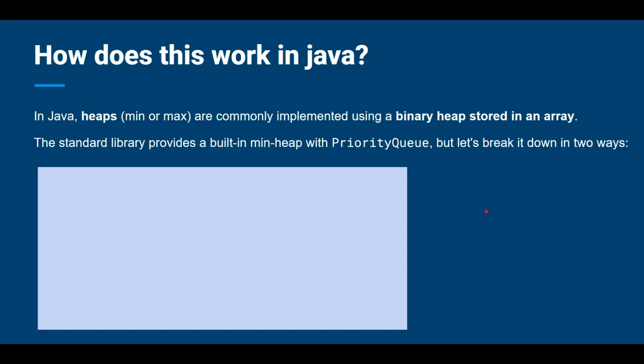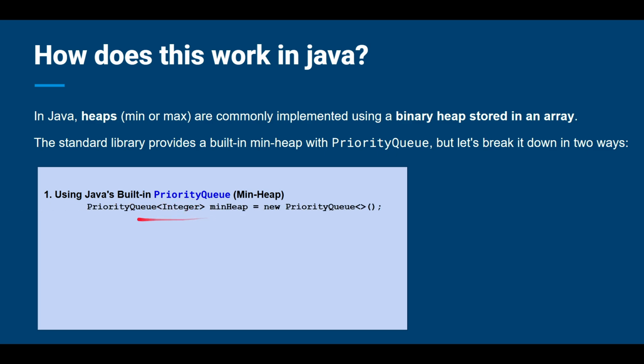Okay, so how does this work in Java? In Java we know that we have heaps. We'll use min or max heaps, which are very common, using the binary heap that is stored in the array. There is a standard library, the priority queue, which works as a min-heap. Let's break down how we are going to use it. You just write PriorityQueue of Integer heap, and you write the code here. On the min-heap you call minHeap.add. Add is a method of the PriorityQueue class. So we'll add one element and it will go to the priority queue, and you keep adding like this.